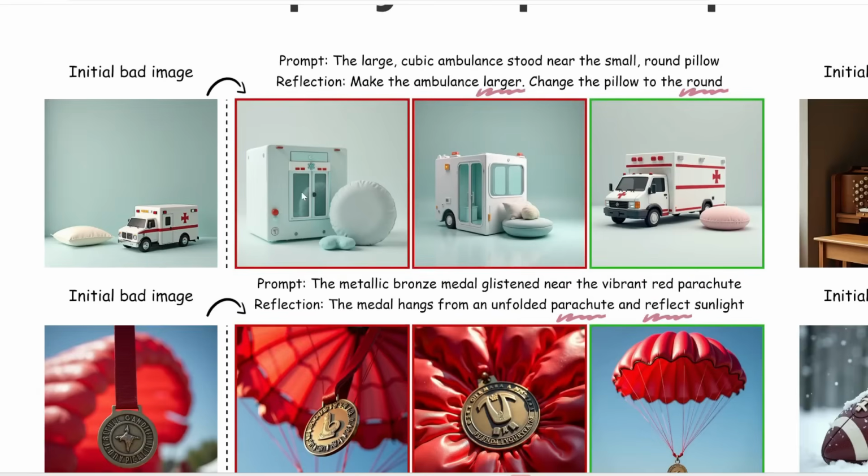So here are some examples. Let's say for the prompts you put the large cubic ambulance stood near the small round pillow. And then initially if you get this image, well, the ambulance isn't really large and the pillow isn't really round. So it actually goes through this AI to generate even more images, and at each step the AI kind of inspects the image and looks at the prompt and see if there's anything that needs improvement or needs to be fixed. So after going through multiple rounds of reflection, it finally lands on an image which actually aligns with the prompt. The ambulance is indeed larger and the pillow is round.